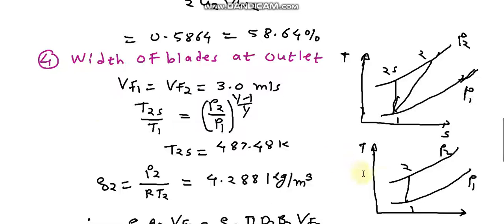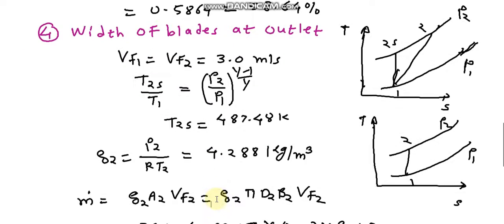If you have any problem with these two, you can write 2s. So T2s by T1 is equal to (P2 by P1) to the power (gamma minus 1) upon gamma. We know the delivery pressure and suction pressure, and T1 is given in the problem. So we get T2s. Now pressure is also changing between inlet and outlet, so density also changes. So rho 2 is equal to P2 upon RT2. We know the value of P2 and R, and T2 is this. Put the value of T2 here.